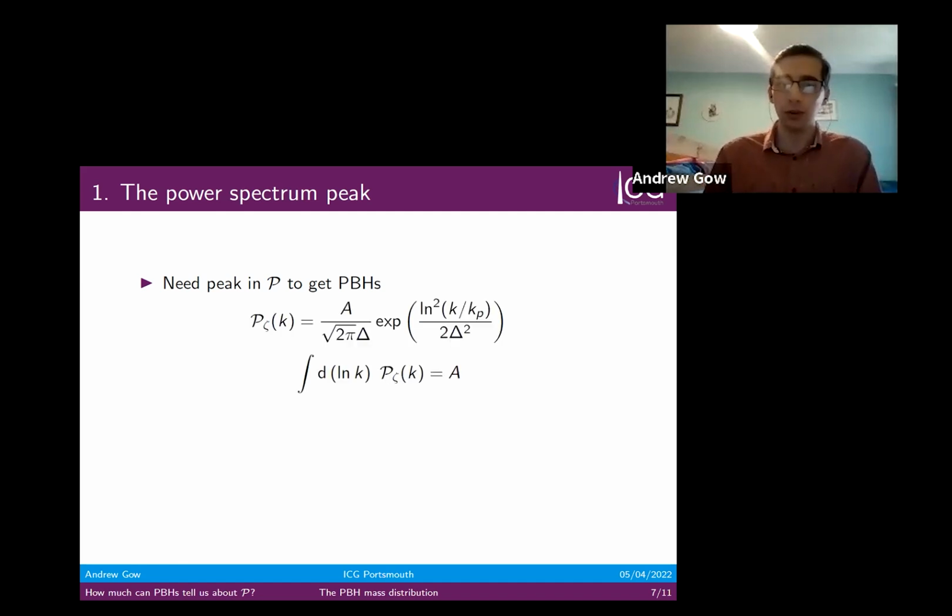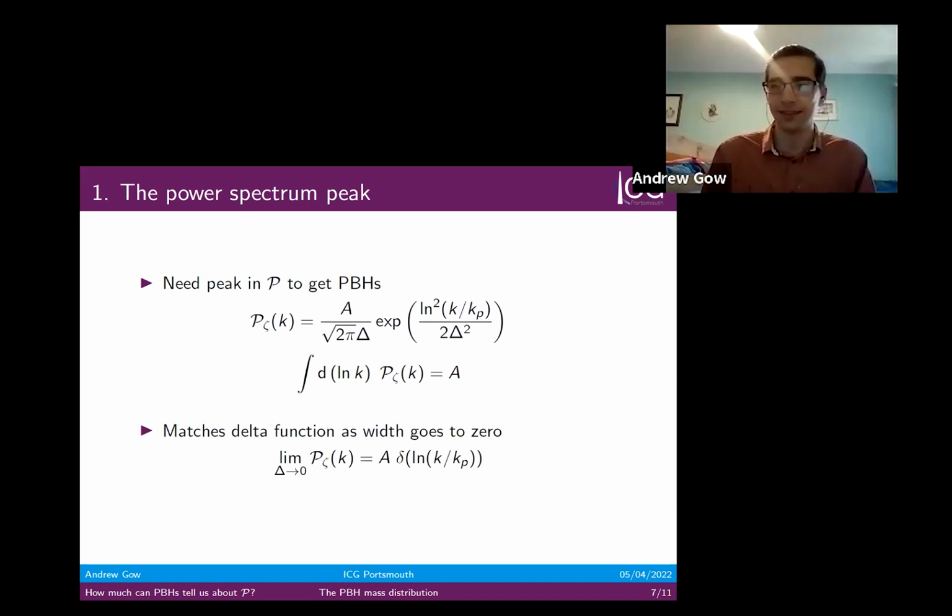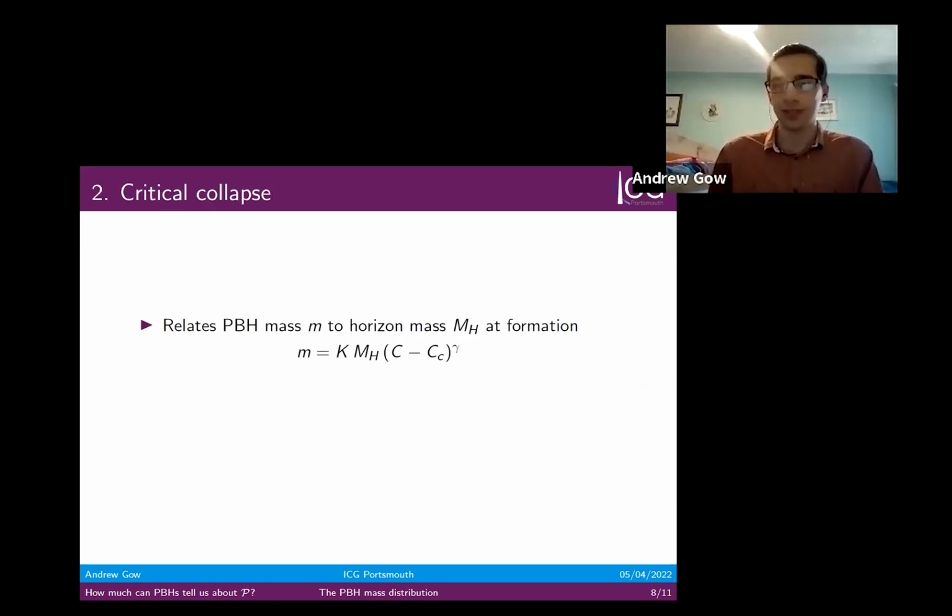For this, we take a log normal. It has parameters amplitude A, the peak position KP, and the width delta. And we normalize it appropriately such that integrating over log K gives the amplitude A, and we do this such that it matches a delta function in the limit of the width tending to 0. Secondly, when calculating the mass distribution, you need to take into account critical collapse. So we heard a little bit about this sort of scaling, and again here we're seeing exactly the same thing. So M goes as the compaction minus the critical value to some power, and this power in fact is 0.36 or 0.37 as we heard earlier.